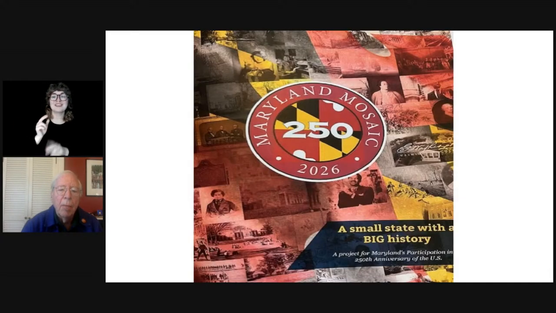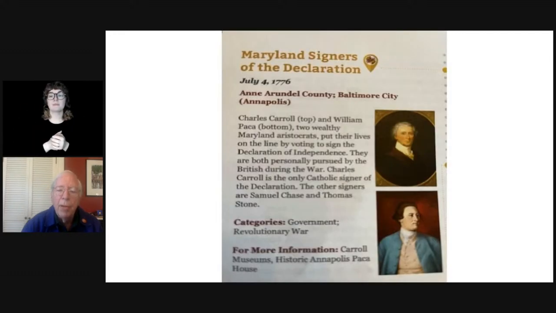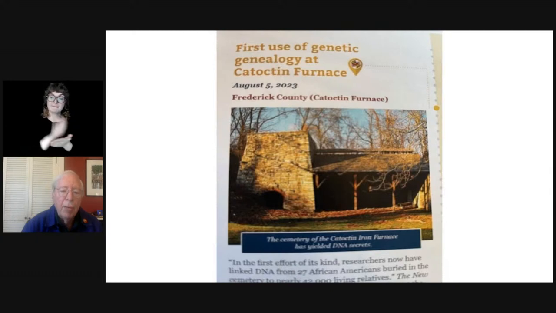We are launching exhibit number 1 this week, a Maryland mosaic booklet with 120 mosaic pieces. Now, the pieces are arranged chronologically, beginning with the Maryland signers of the Declaration of Independence in July of 1776, and particularly Charles Carroll of Carrollton, who was the only Catholic who signed the Declaration. And ending with the first use of DNA genealogy at Catoctin Furnace in Frederick County in August of 2023.